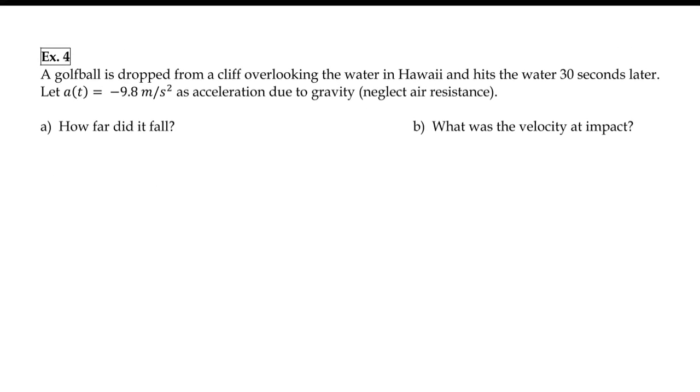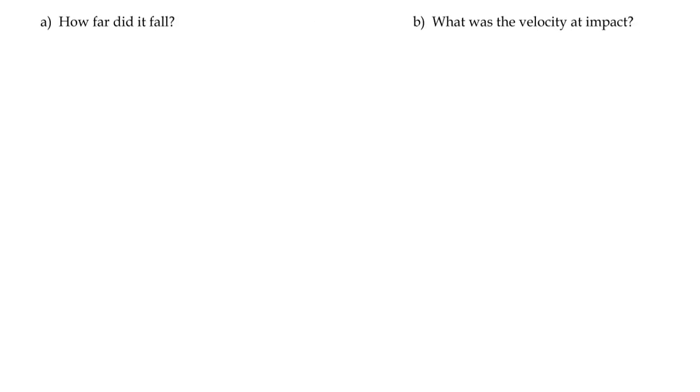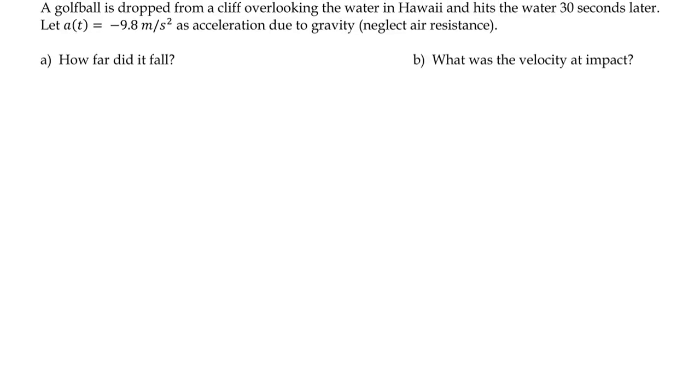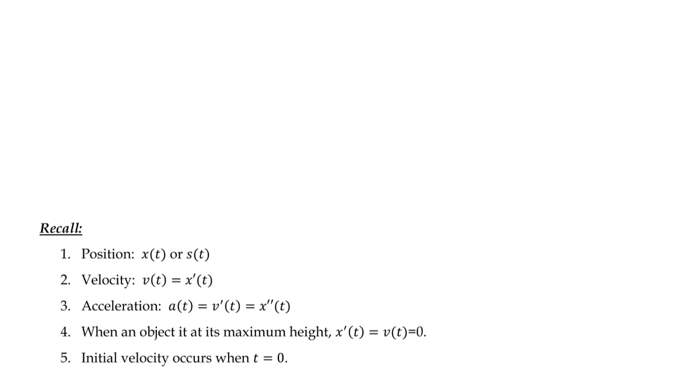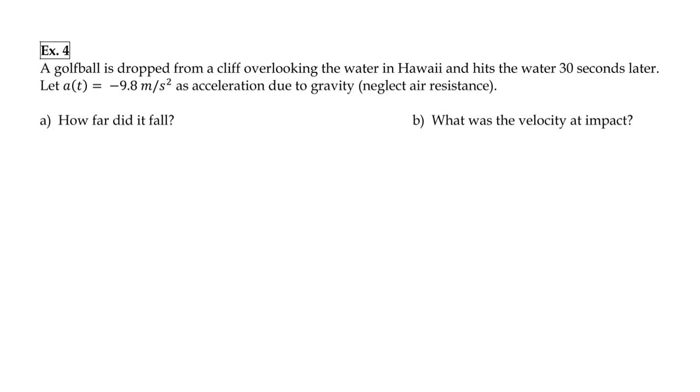Okay, now we're going to have particle motion with this on the bottom here. Let's see if I can pull this up. I gave you some notes here just to recall. Remember, position, we use x or s. Velocity is the derivative of position. Acceleration is the second derivative of position, first derivative of velocity. Remember when an object's at its max height, so at this vertex here, the derivative is 0, the derivative of position. And if they say initial velocity, we want to find the velocity when t is 0.